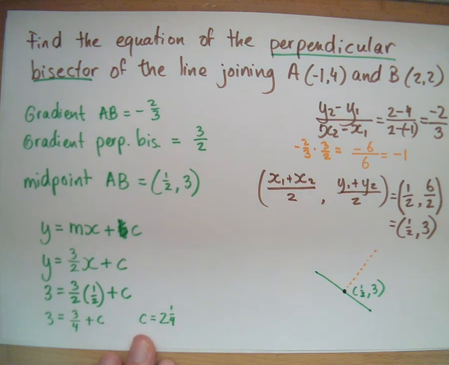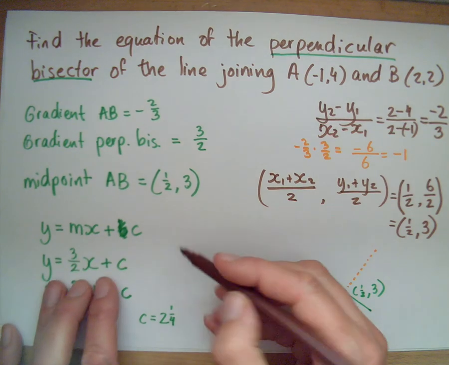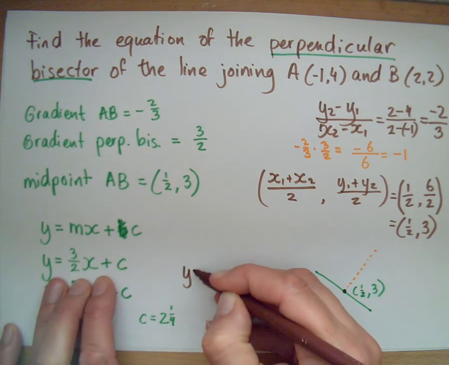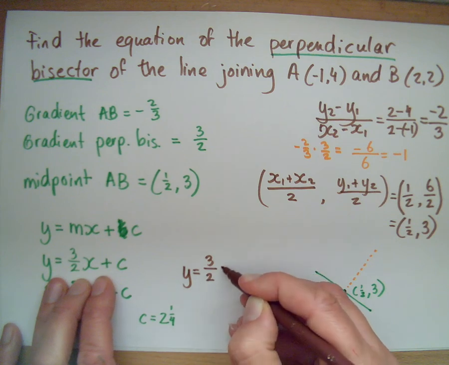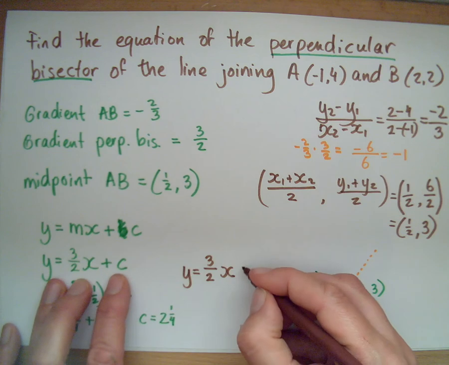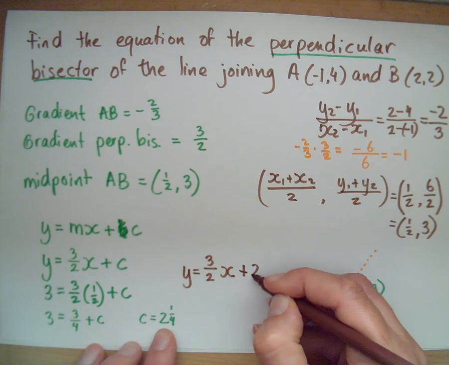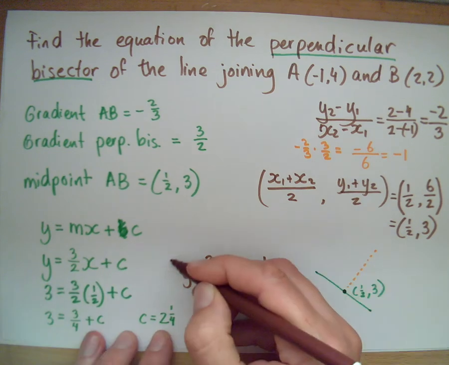And that actually gives us the entire equation of the line. See how this was the equation of the line? y equals the slope, or gradient, times x plus y-intercept of 2 1/4. This would be our answer.